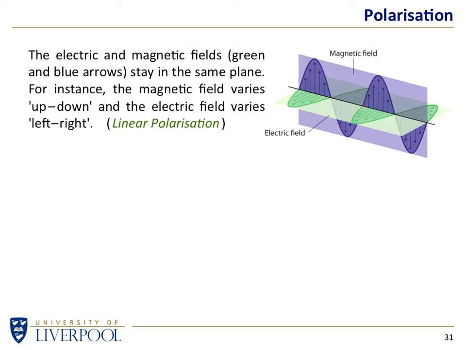The electric field is bobbing up and down, for instance. But of course, it doesn't have to bob up and down that way. It could go from side to side. So we don't worry about the magnetic field. In other words, take away all the purple and just think about the green.